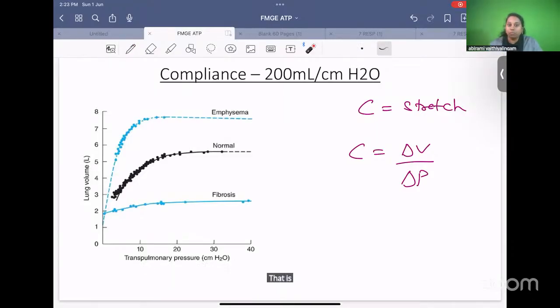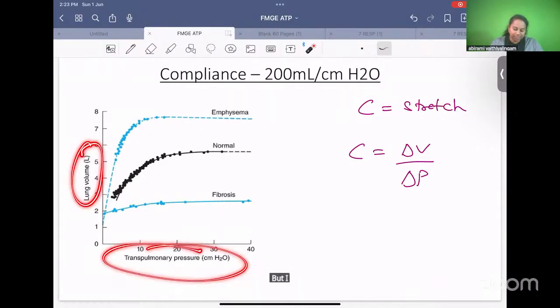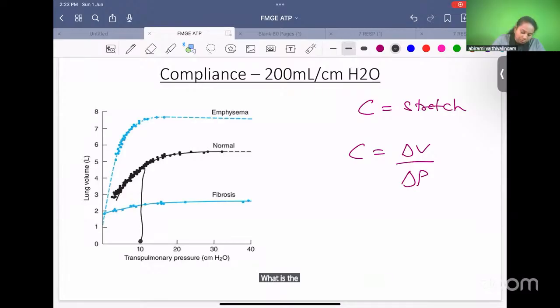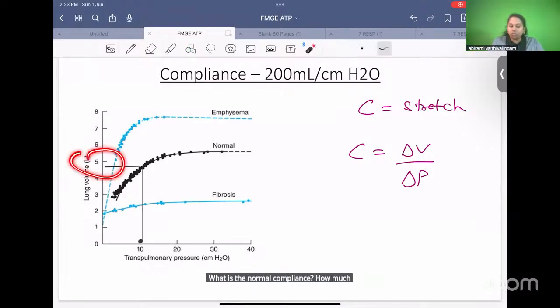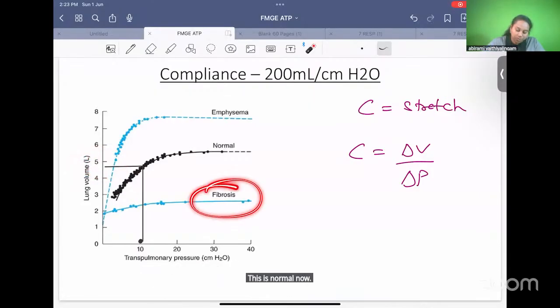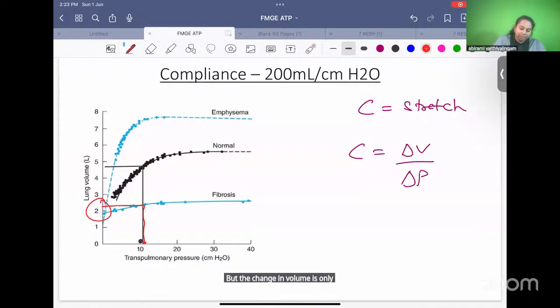That is why in the compliance curve also, we have volume on the y-axis and pressure on the x-axis. This black one is a normal compliance curve. For any value of pressure, let's say 10 centimeter of water, how much is the change in volume? Around 5 liters. This is normal lung. What happens to this curve in fibrosis? Let's apply the same pressure of 10 centimeter of water, but the change in volume is only 2 liters. Normally it is 5 liters, but in a fibrosed lung, it has decreased.